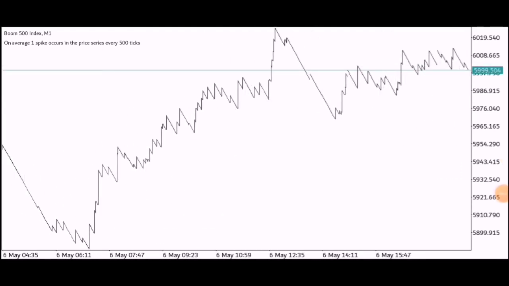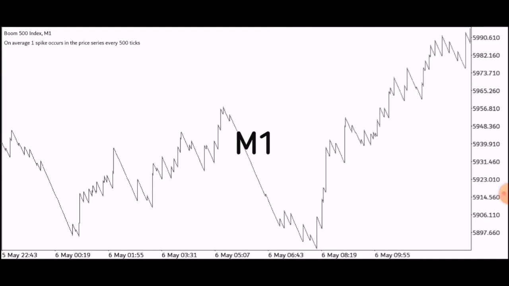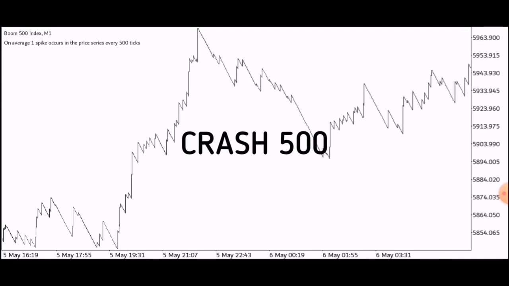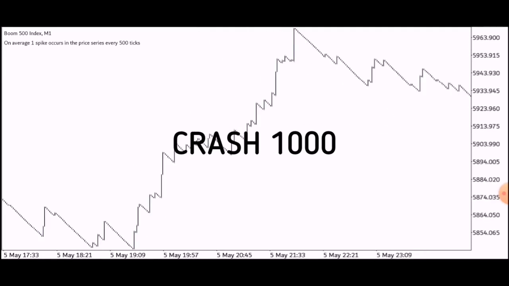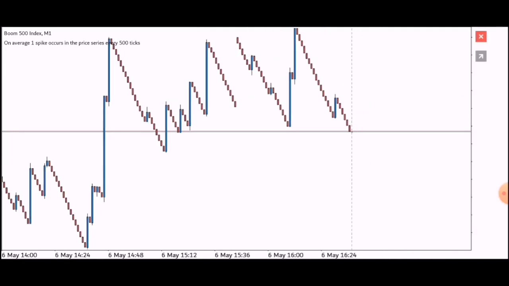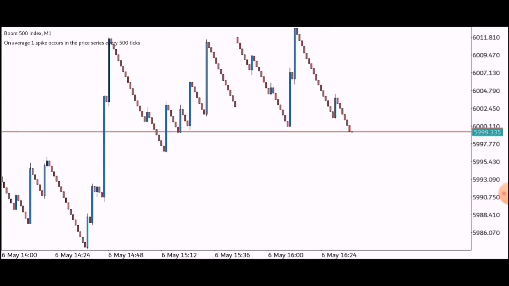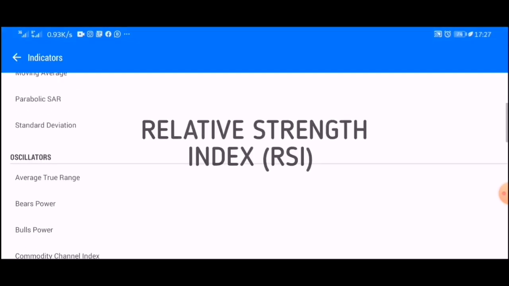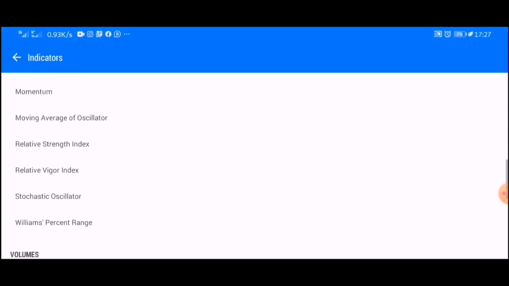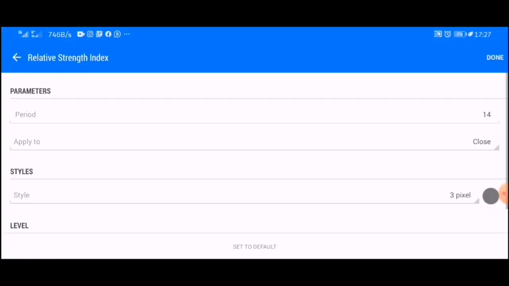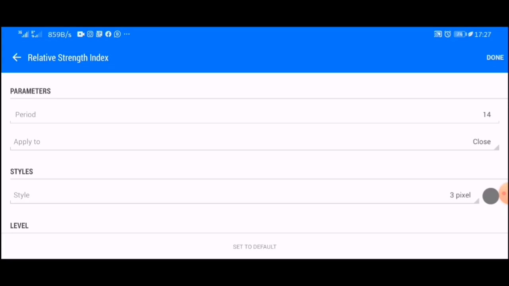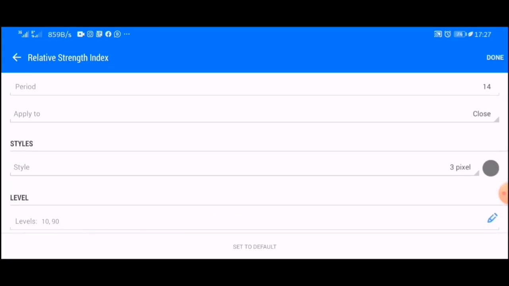This strategy works on the 1 minute time frame and can be applied on boom 500, boom 1000, crash 500, and crash 1000. And also, the strategy requires just one indicator, and the indicator is the relative strength index. Now let's go over to see how we're going to set it up and also the conditions required to use the strategy. We use period 14 and apply to close.